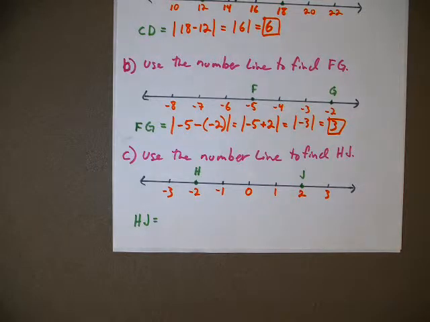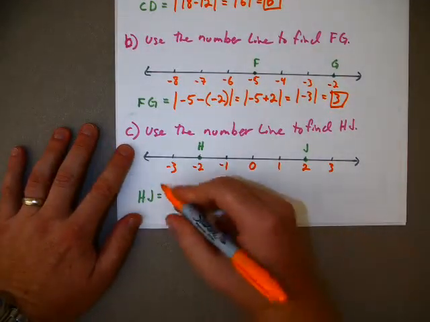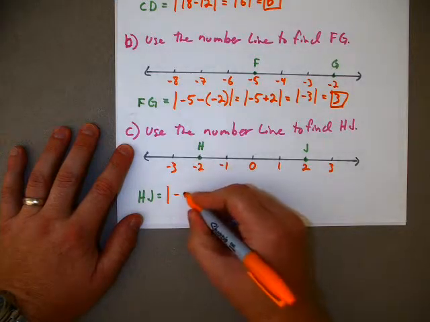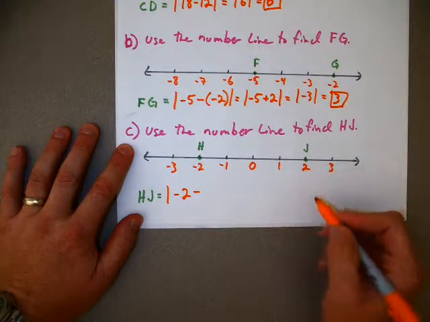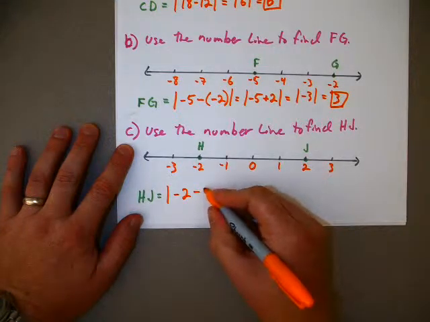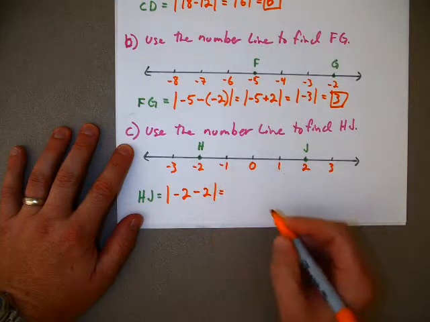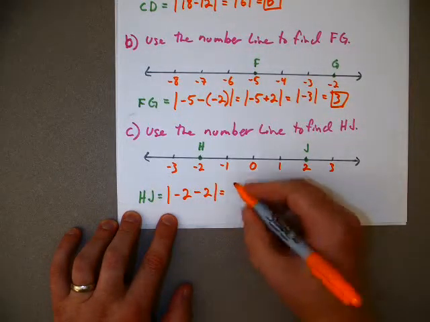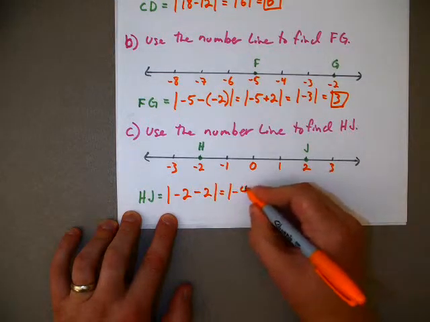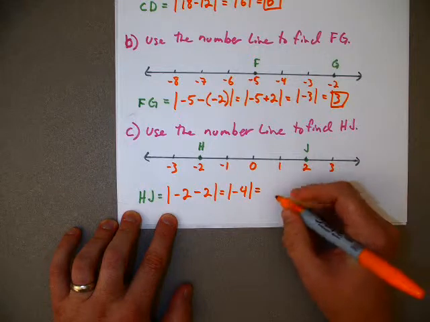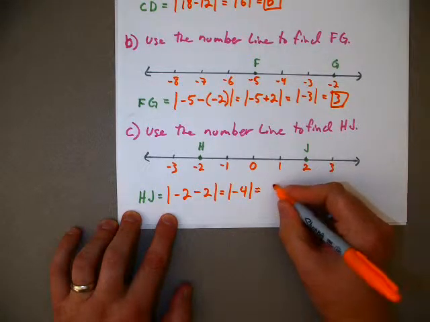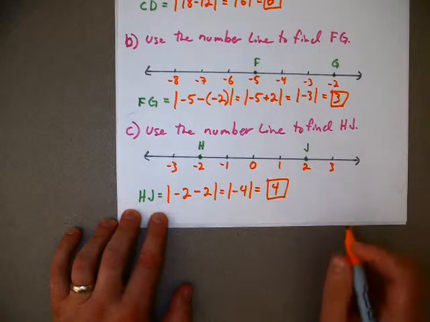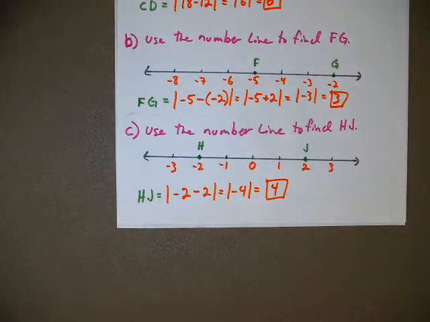Okay, now let's take a look at an example of where we go from the negative side of the number line to the positive side of the number line. So I'm going to take the absolute value of negative 2 minus a positive 2, and so when you have a negative minus a positive, we're really going to add the two numbers, so it's going to be minus 4, the absolute value of minus 4, and so the absolute value of negative 4 is a positive 4.